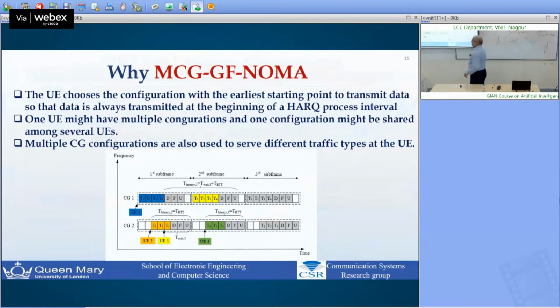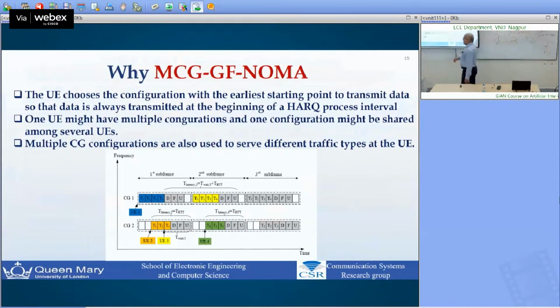Now you take here. This multiple configuration grant was proposed only to reduce the latency, to avoid the waiting time. Say if you have only one configuration grant and user equipment 2 arrives here, it will have to wait till the beginning of the next interval, because you have only one configuration grant. You cannot transmit in between. So this is the waiting time if you have only one. User equipment 3 will have to wait this much. So to avoid the waiting time, multiple configuration grants were proposed.